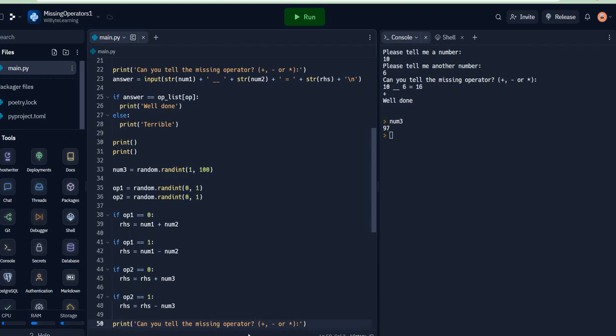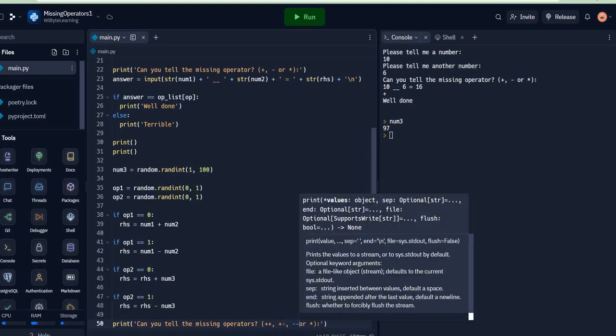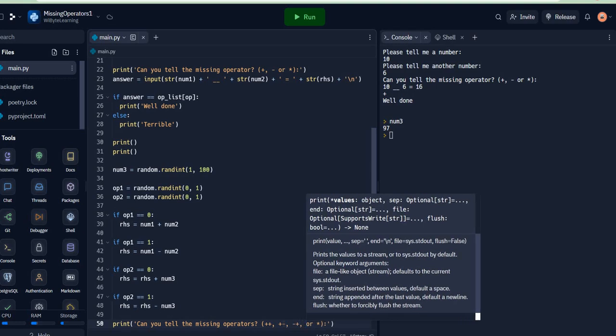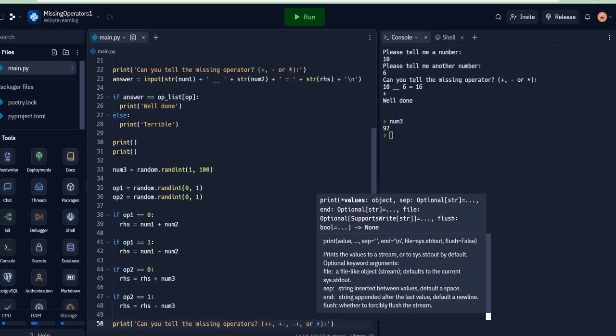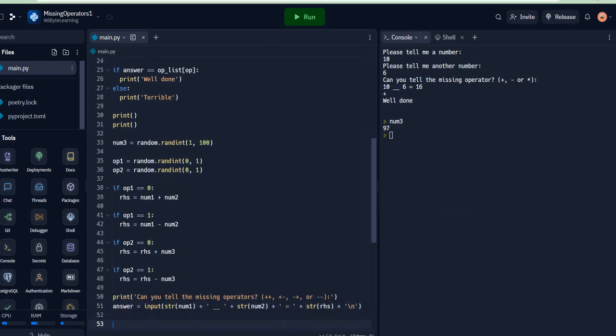My missing operators now are going to be, for now at least, unless I expand this game, just plus plus, plus minus, minus plus, or minus minus, because that's all I'm considering right now. And with this, in fact, my game is kind of complete, but I need to extend this statement because remember it's going to be number 1 dash number 2 dash number 3 is equal to RHS.